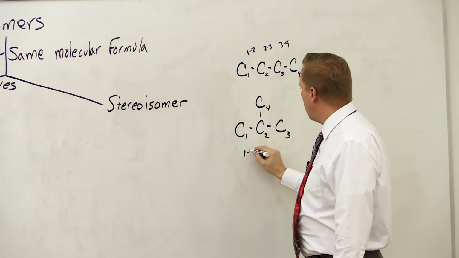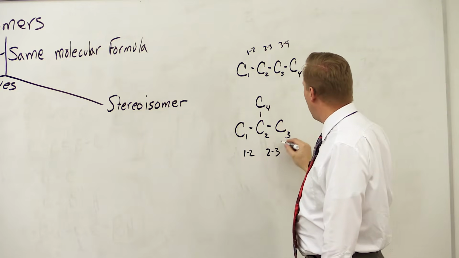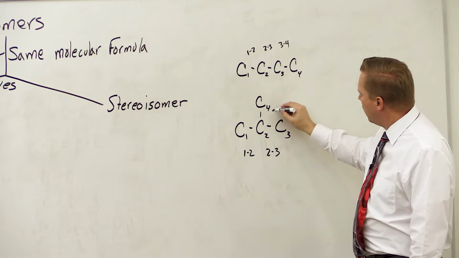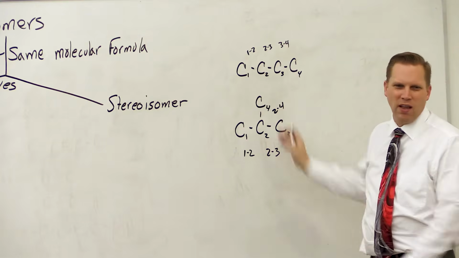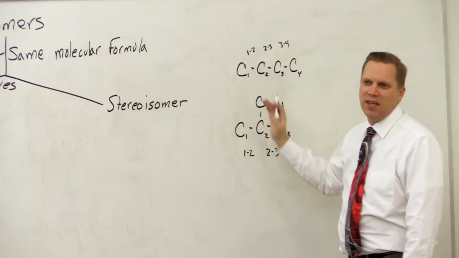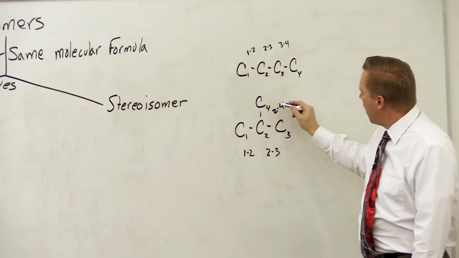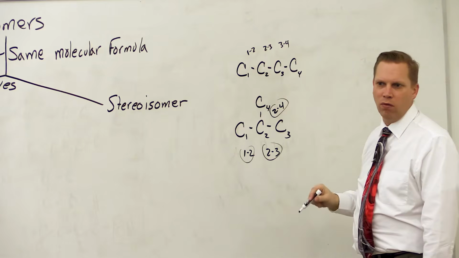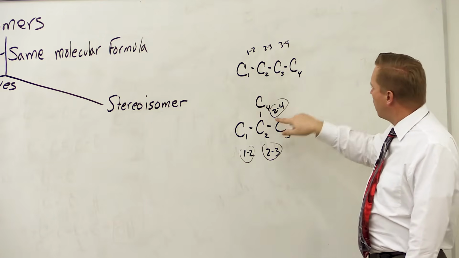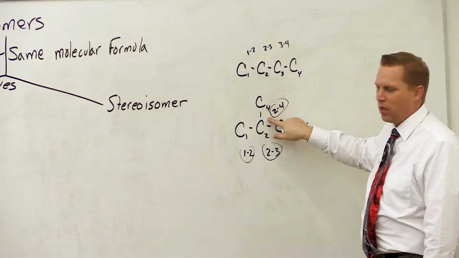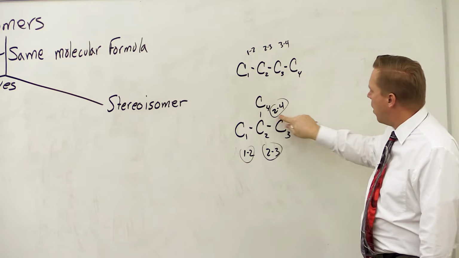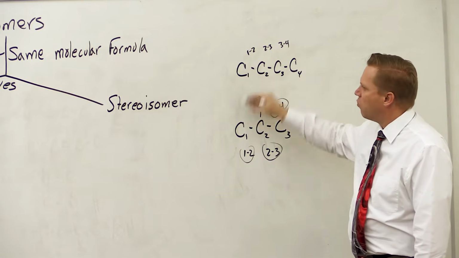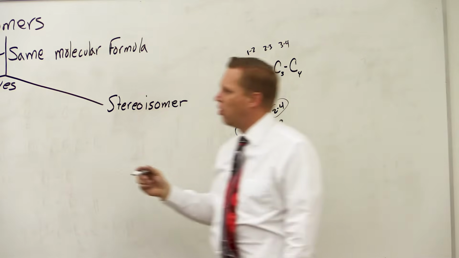Down here, we have a 1 to 2 bond, a 2 to 3 bond, and then this one is actually a 2 to 4 bond. You could renumber them, A, B, C, D, but you'll never end up with the same combination in those two patterns. To make this molecule right here, which is called isobutene, we had to break this bond and reform it on the middle bond. And so that's what makes these structural isomers.